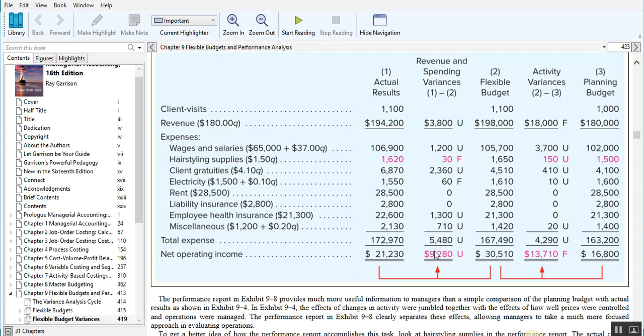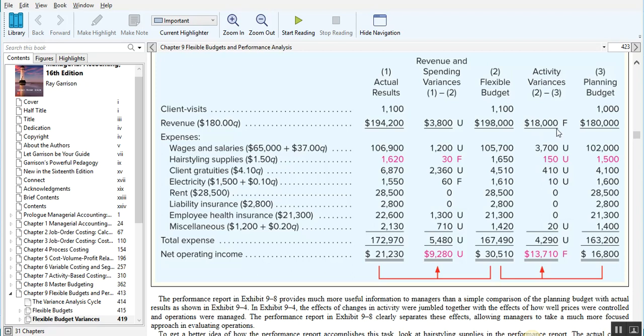However, we compare the flexible budget with the actual results. So we're saying, okay, the flexible budget is adjusted for activity. We compare this to the actual results, and we get the revenue and spending variances. All right. Then we take the flexible budget that we calculated based on activity and subtract out the planning budget to get the variances we have based on the activity levels that we saw.